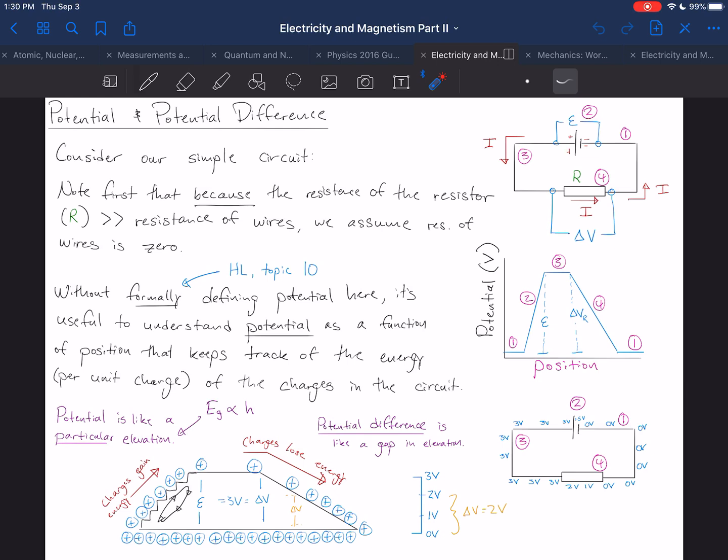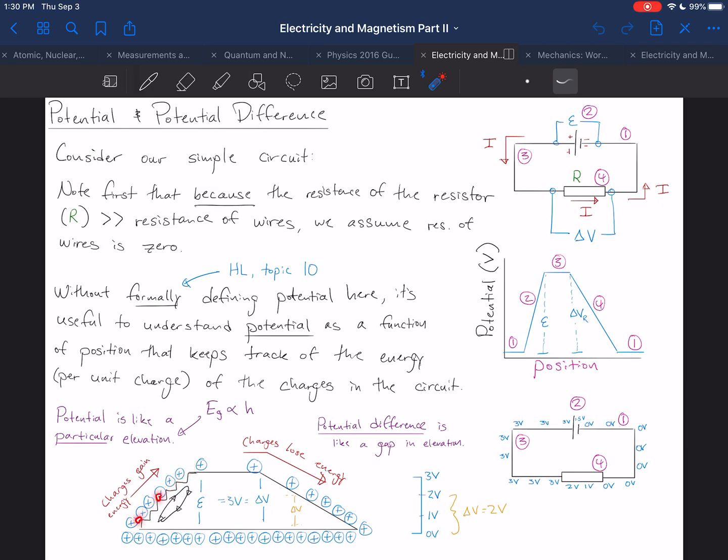In that way, it's a lot like height for gravitational potential energy rather than electric potential energy. So the potential is like a particular elevation or a particular height. In a circuit, if this is our battery, we can model what is happening with the potential as a little hill. In this model, you can imagine an escalator or something. The charges are given energy at the battery, that's your EMF, and they're given energy, given energy, given energy.